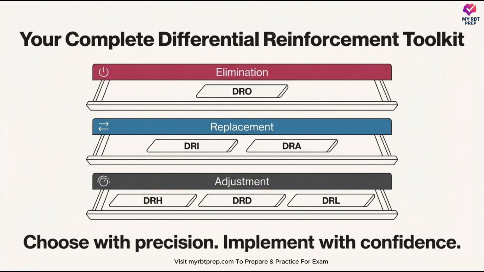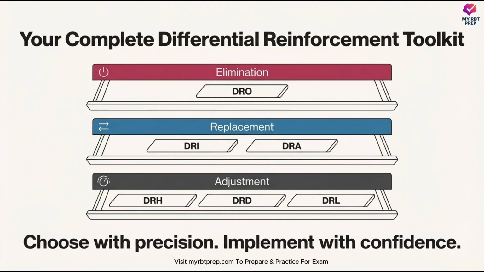Start at the top with the red drawer, elimination. Inside, you find DRO. This is your heavy machinery. Use this when a behavior is dangerous or completely unacceptable. Your goal here is 0 occurrences. You aren't teaching a new skill yet. You are simply reinforcing the absence of the problem.